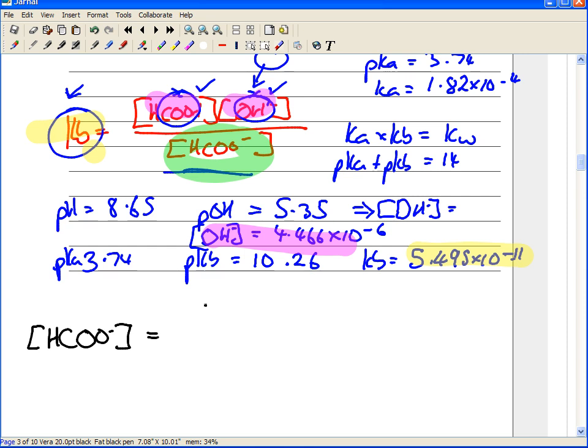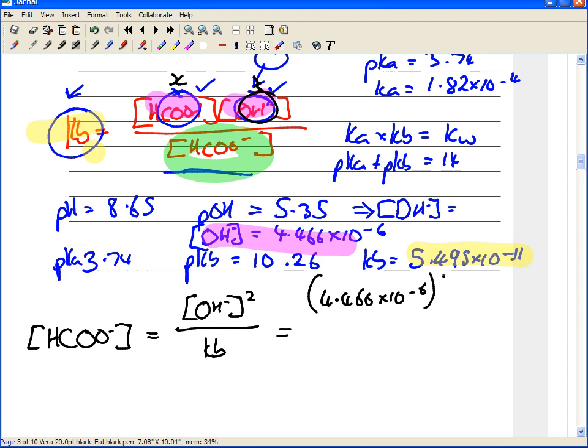Equals the OH minus concentration squared, because remember it's these same numbers, x and x, which is the same as that squared, over the Kb, which equals 4.466 times 10 to the negative 6, brackets squared, over 5.495 times 10 to the minus 11.